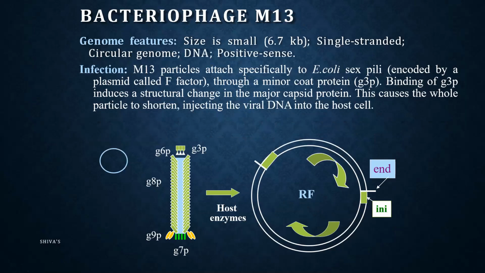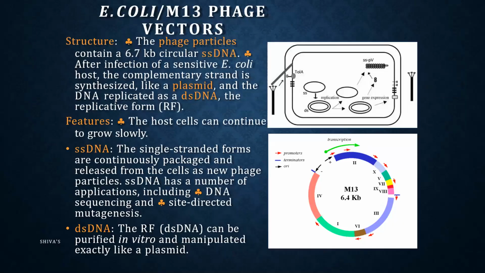Another example is bacteriophage M13, which is also widely used. You just remember the name, that will be enough for you. It has a very small genomic size, 6.7 kb, single-stranded circular DNA genome, with positive sense. M13 particles infect by attaching to E. coli pili encoded by the plasmid called F factor. You just remember the name, it will be enough for you.